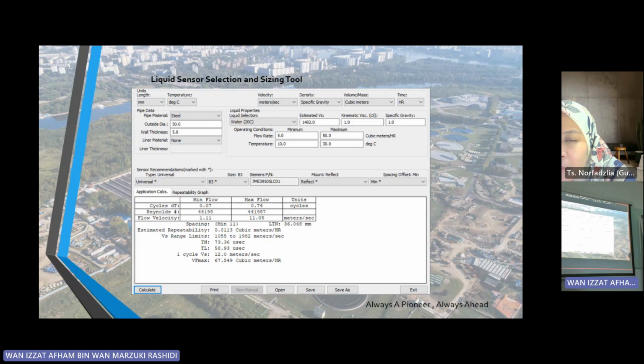And the last one, which I normally use, is the transducer spacing, 36.048 millimeter. That means the distance between the downstream and upstream sensor will be 36 millimeter. Normally I will convert it to centimeter, dividing by 10, so I will get 3.6 centimeter. It will be easier for me to get the spacing between each sensor.